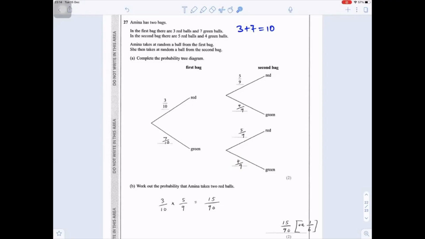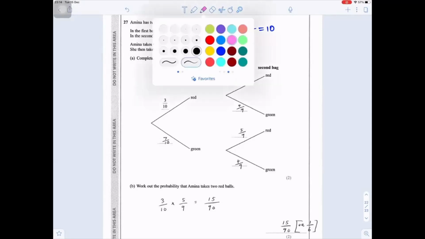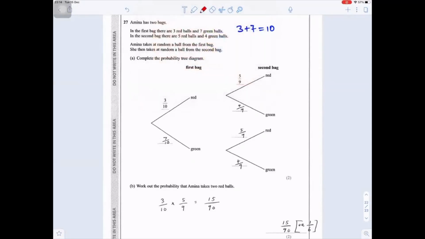Work out the probability that Amina takes 2 red balls. So the first time she can get a red ball, which is 3 out of 10. And the second time, another red ball is 5 over 9. So 3 over 10 times 5 over 9 gives you 15 over 90, which you can simplify as 1 over 6.